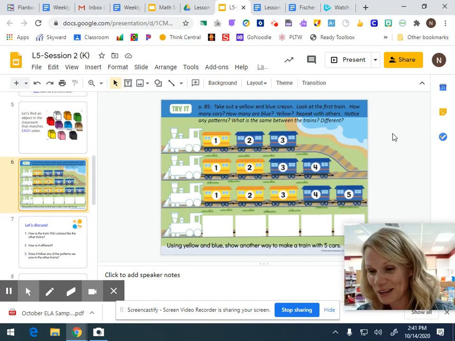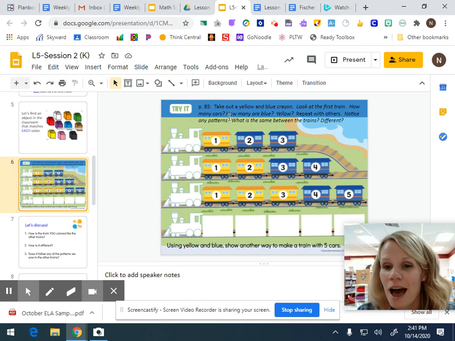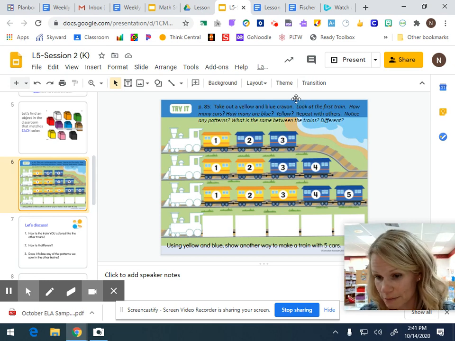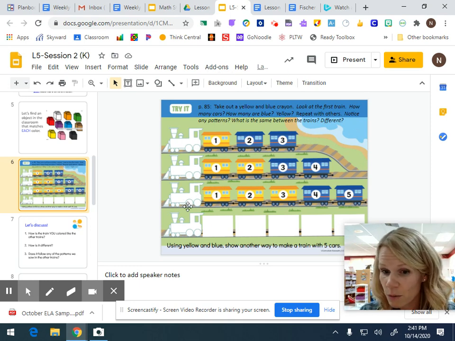All right, we're going to be looking at some trains for the next part of our lesson. I want you to take out a yellow and a blue crayon from your crayon box. Hopefully that crayon box is right next to you. And I also want you to open up to this page in your packet. It's on page 85 if your grown-up is helping you.